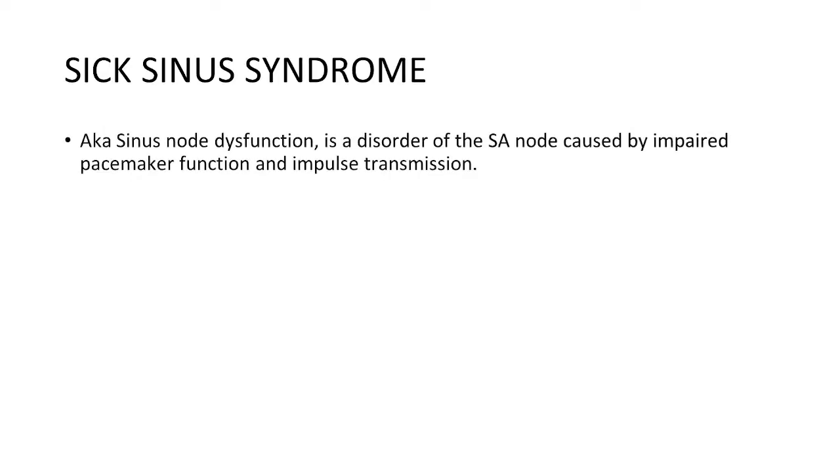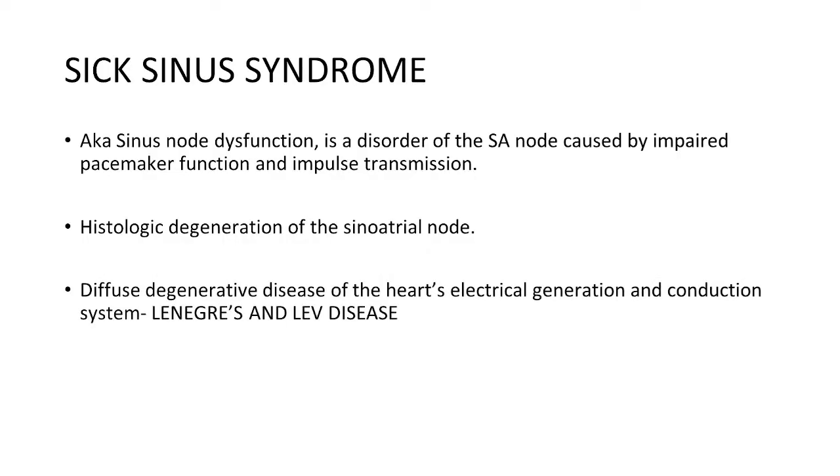complicated. Coming to sick sinus syndrome, it's actually a sinus node dysfunction. Basically, usually due to genetic conditions, there is histologic degeneration of the SA node. So there are Lev disease and Lenegre disease. Lev disease is fibrosis of the bundle branches, and Lenegre disease means there is idiopathic sclerodegeneration of the AV node and bundle branch block. So basically these conditions will reduce the conducting system of the heart.